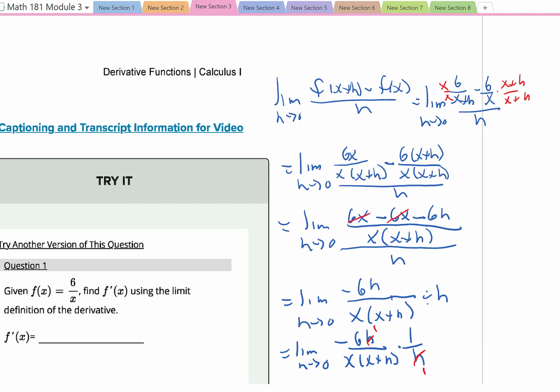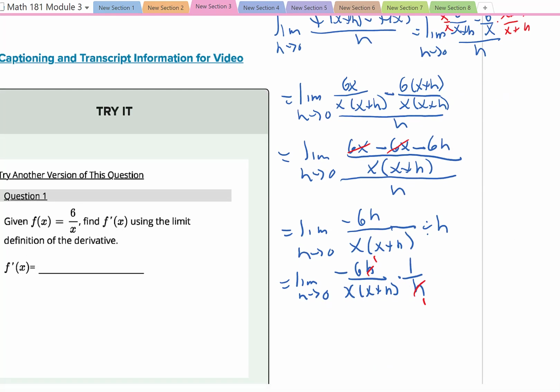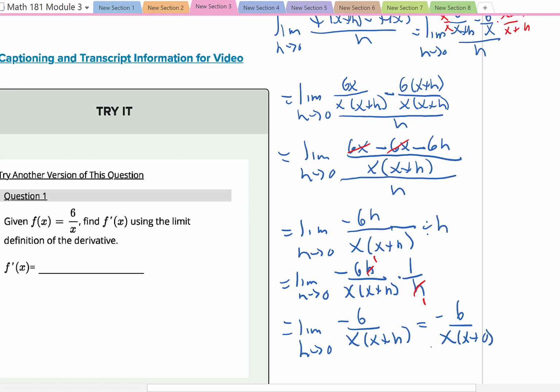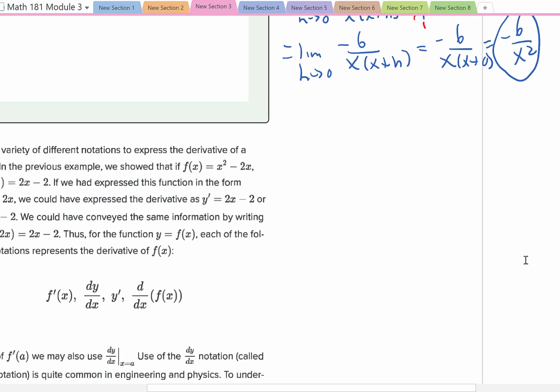Okay, so what do I have? I have the limit as h goes to 0 of negative 6 over x times x plus h. And now I don't have a problem if I plug in that 0. I could have negative 6 over x times x plus 0, which is negative 6 over x squared. That's it. Okay, moving along.